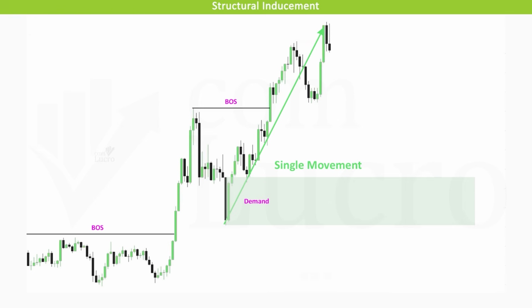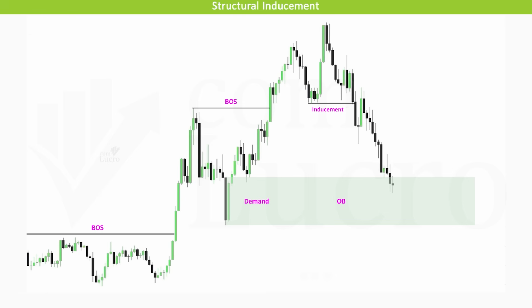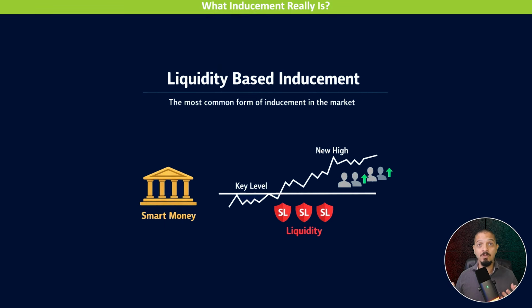The ideal scenario in a bullish trend is to wait for price to retrace into the 50% level or deeper, where price enters the discount zone. This is where real institutional buying is more likely to occur, and where you avoid becoming liquidity for inducement moves. Understanding this helps you avoid fake structure breaks, recognize liquidity-driven pullbacks, and stay aligned with the real direction of the market. Now, let's move on to the second type of inducement.